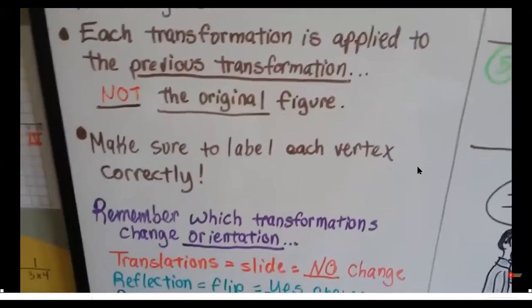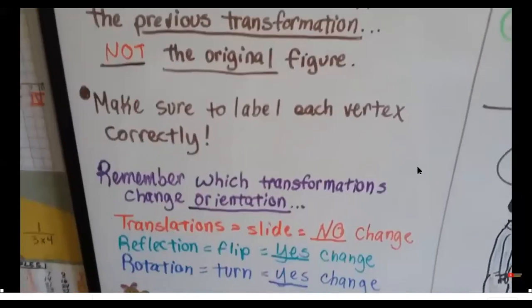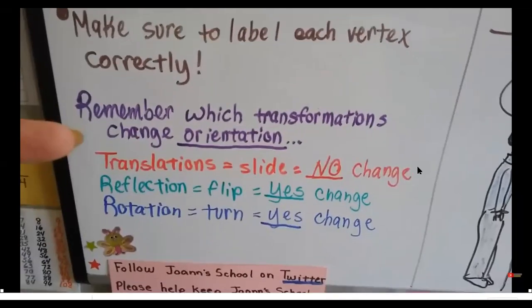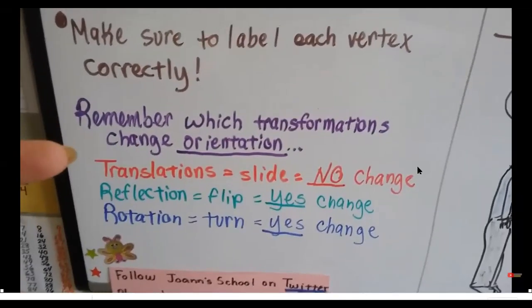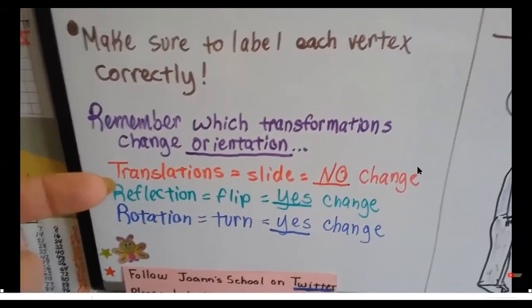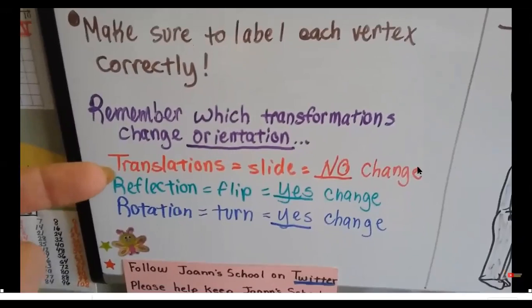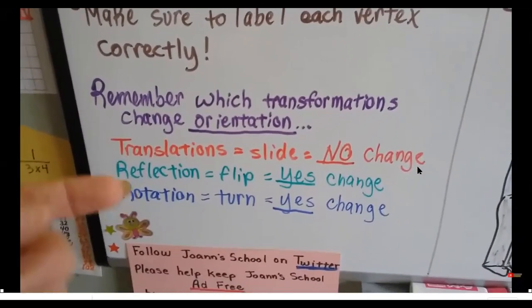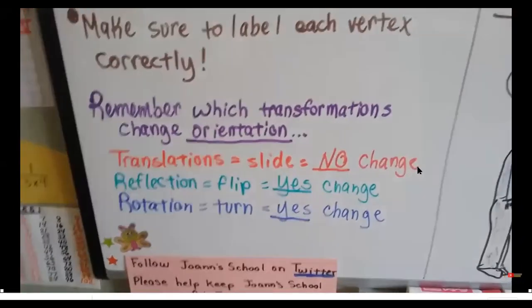We have to make sure to label each vertex correctly, or otherwise we're going to get really confused. We need to remember which transformations change orientation. A translation slides, so there's no change in the orientation. A reflection flips, so yes, there is a change in the orientation. It flipped to a mirror image. And a rotation turns. So yes, there is a change in the orientation. It turned to a new position, okay?